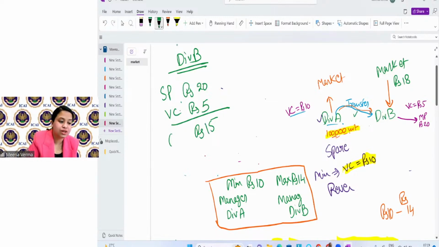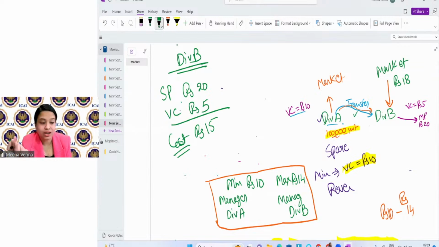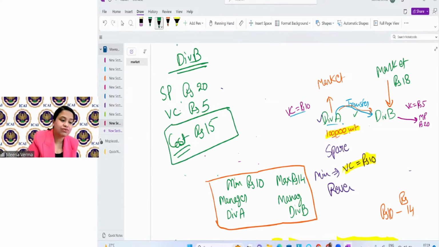They cannot reduce their cost. They cannot pay more than 15 actually, otherwise they will earn no profit, no loss. At least they want to achieve the break-even point. They don't want to incur a loss. The manager of division B doesn't want to incur a loss. If they pay more than 15 for the product they receive from division A, which is required for production, there will be a loss in division B, which the manager will not accept.